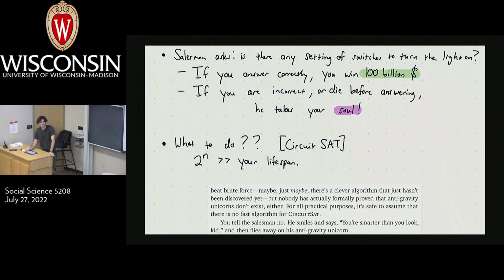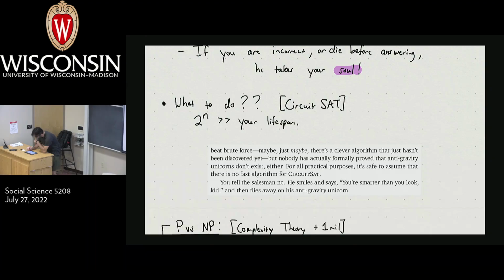So the issue here is it's going to definitely take you 2 to the n time to solve this. And that's probably more than your lifespan. So 2 to the n, if n's like 100, is already incredibly huge. So what should you do? You don't play the game at all. You just reject the offer. So you tell the salesman no.